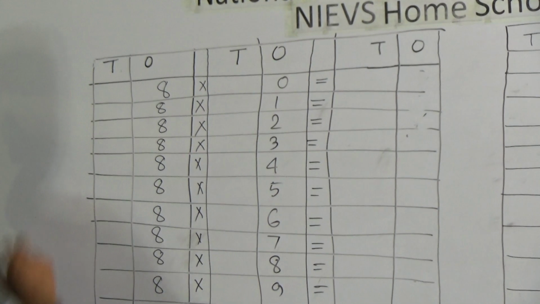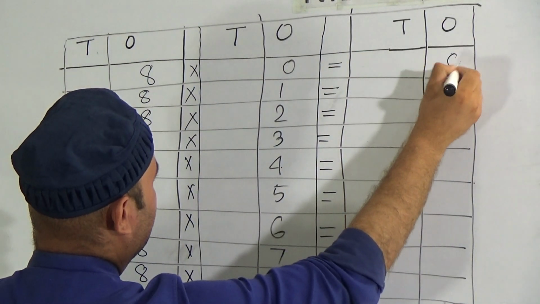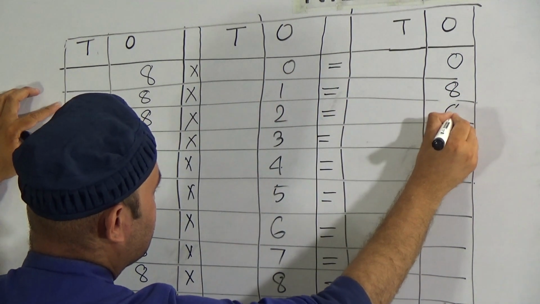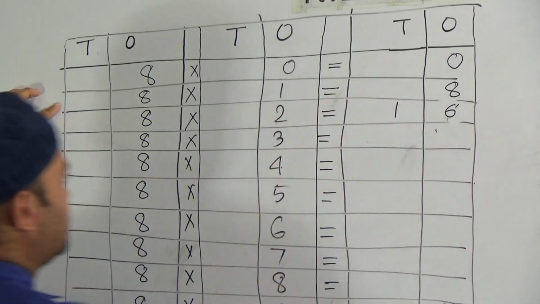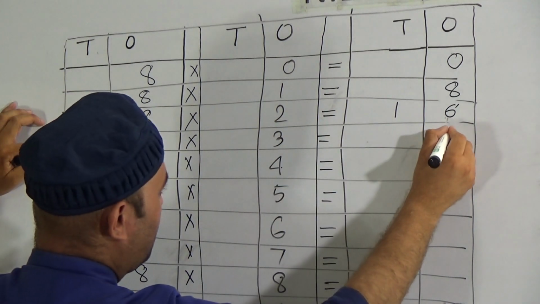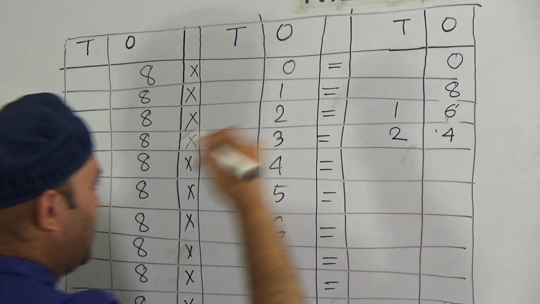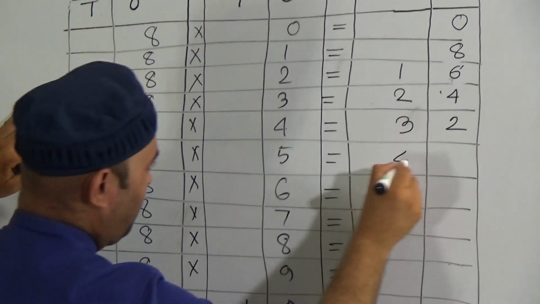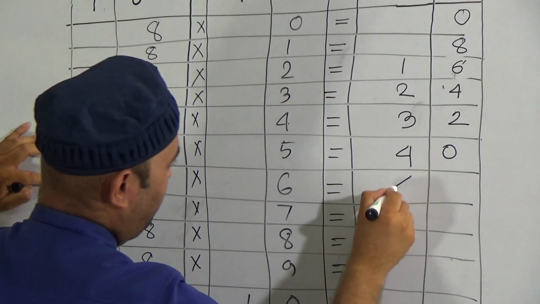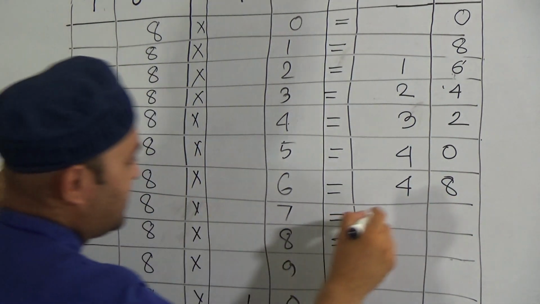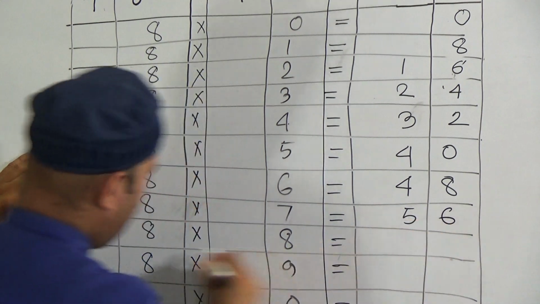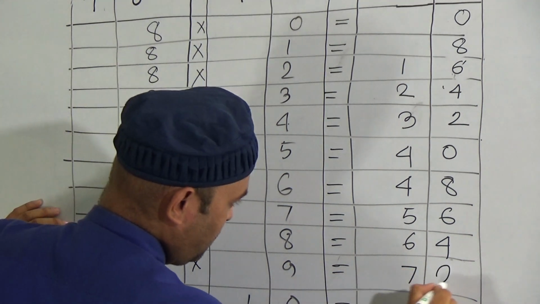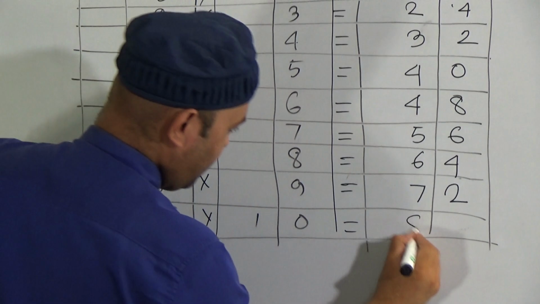First of all, here is times table of 8. 8 zeros are 0, 8 ones are 8, 8 twos are 16, so 6 is here ones place and 1 is here tens place. 8 threes are 24, 4 is here ones place and 2 is tens place. 8 fours are 32, 8 fives are 40, 8 six are 48, 8 sevens are 56, 8 eights are 64, 8 nines are 72, and finally 8 tens are 80.